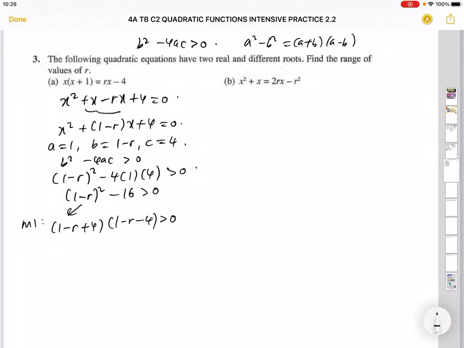So we'll get (5 - r) times (-3 - r), and it is now more than 0. So for me, I don't like this negative term, and you notice that we can actually factorize out this negative over here, right? That is, I take out negative here, this will be r minus 5. And I can take out negative from the second expression, I get r plus 3.